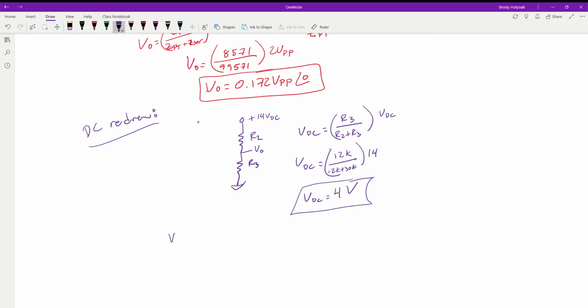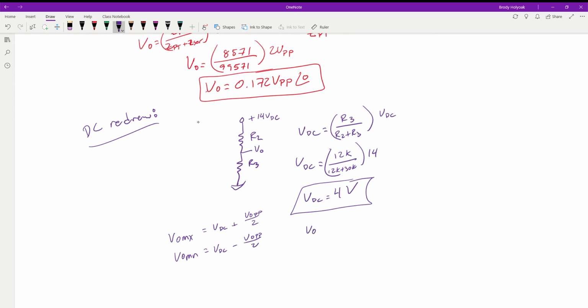Now we need to find the V out max and our V out minimum, basically the two points on our sine wave, our AC portion, riding on this DC value. So remember, V out max is going to be the voltage of our DC plus half of our peak to peak, so plus V out peak to peak divided by 2. To find the minimum, we're going to take the DC value it's riding on and subtract half of our peak to peak value. Just the peak value is what we're looking at.